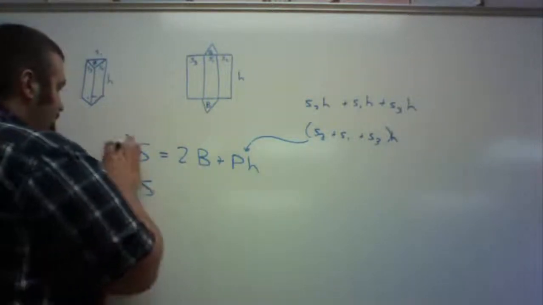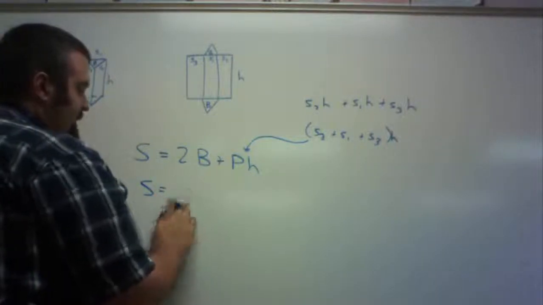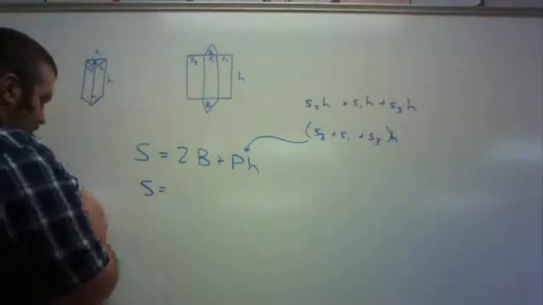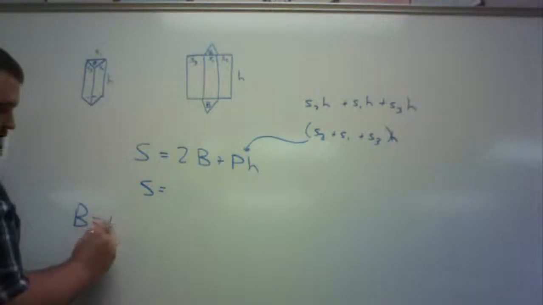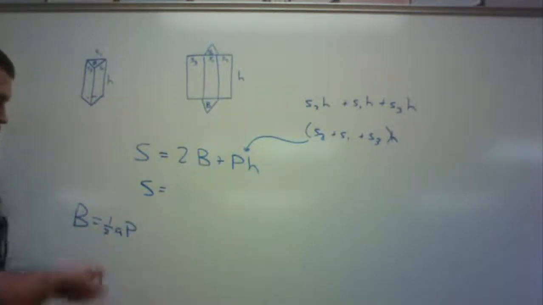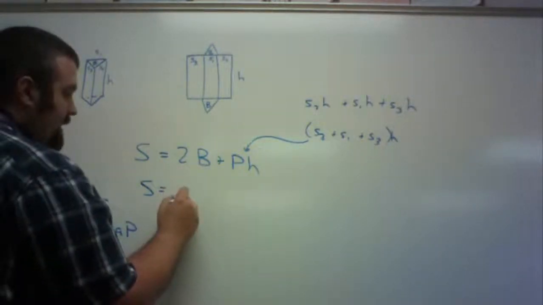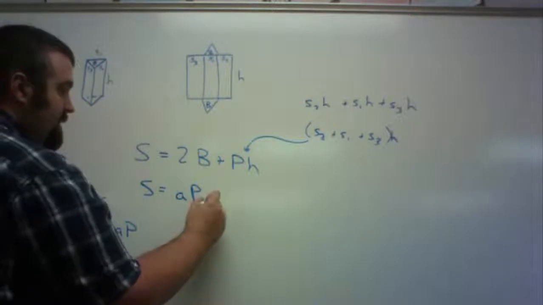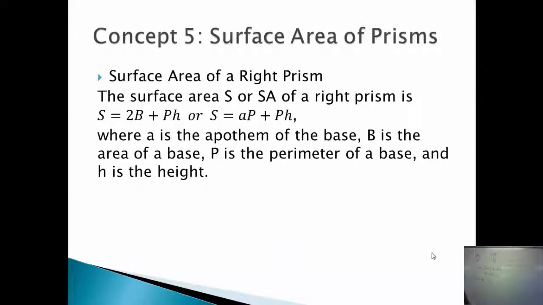We do write it another way sometimes. Instead of writing 2 times the base area, because I know the base is a regular polygon, the area of the base is 1/2 times the apothem times the perimeter. So I can plug that in, and I'll get apothem times perimeter plus perimeter times the height. Honestly though, we'll be using that one more. Alright, and there we go. That's the surface area of a prism, and at this point, we just need to know it and apply it as necessary.